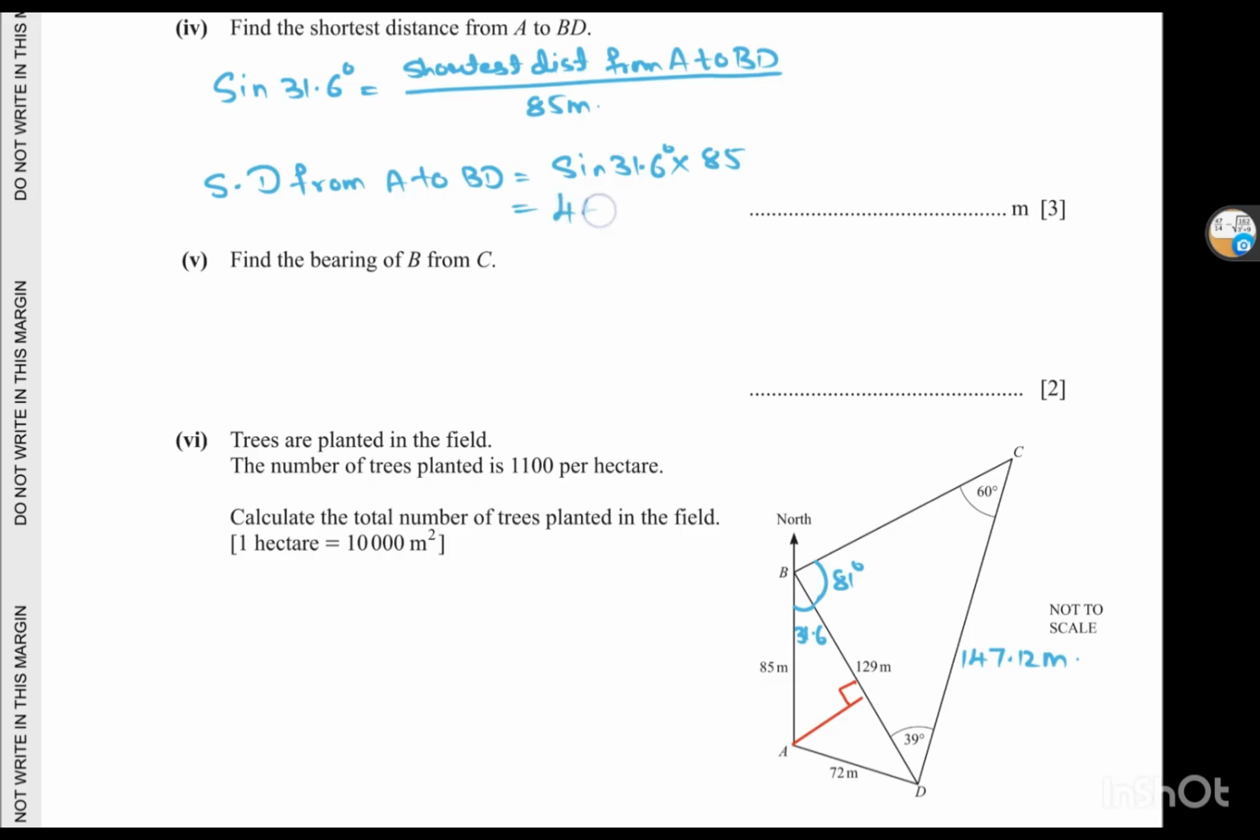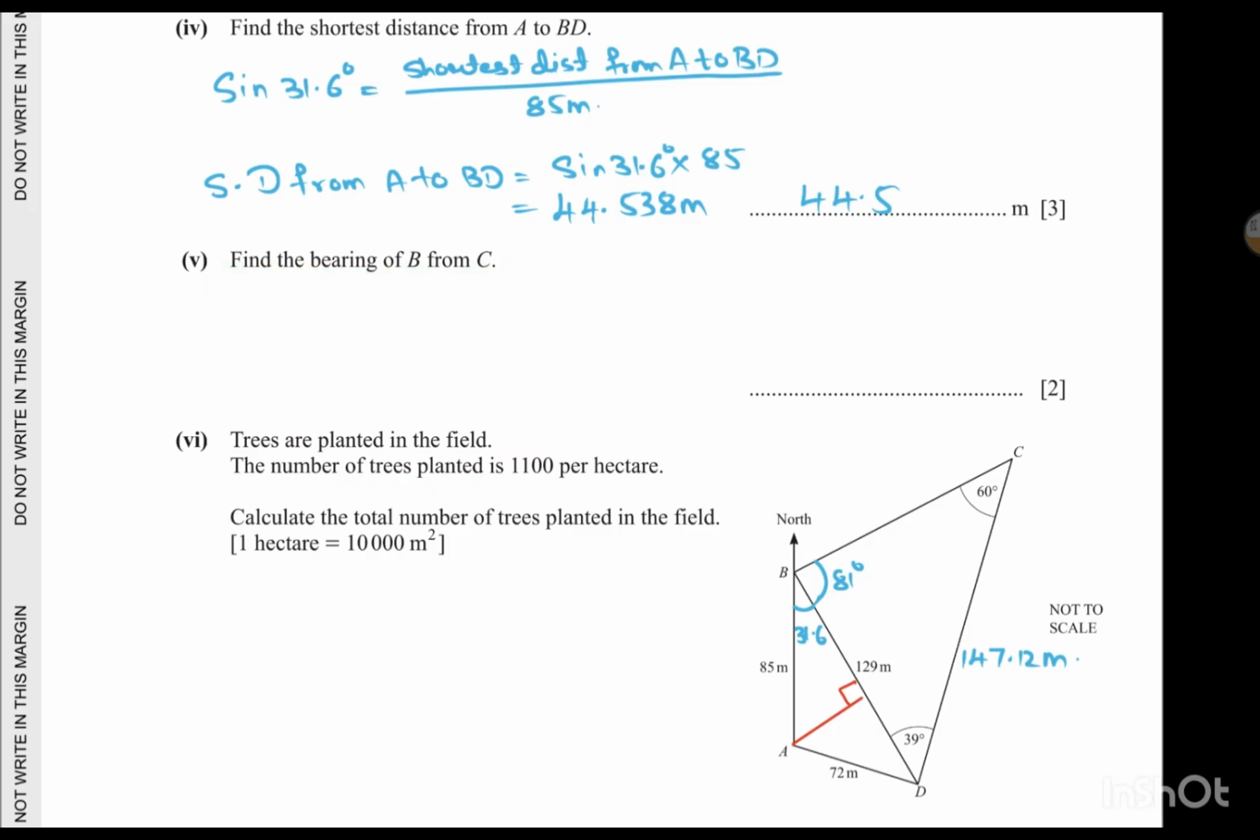So 44.538 meters can be rounded to 44.5 meters. Oh, sorry, meters is already written. So 44.5. This is the shortest distance. Question number 5 now. Find the bearing of B from C.